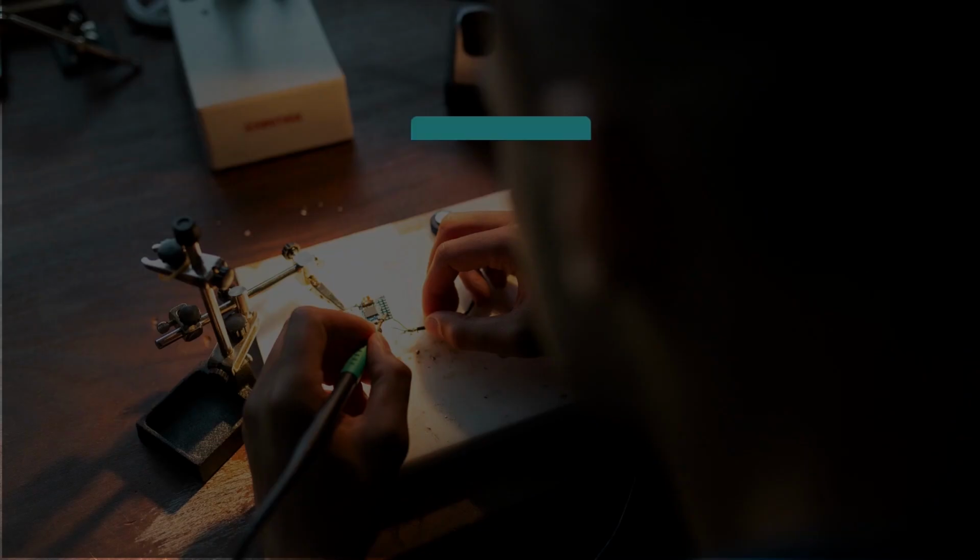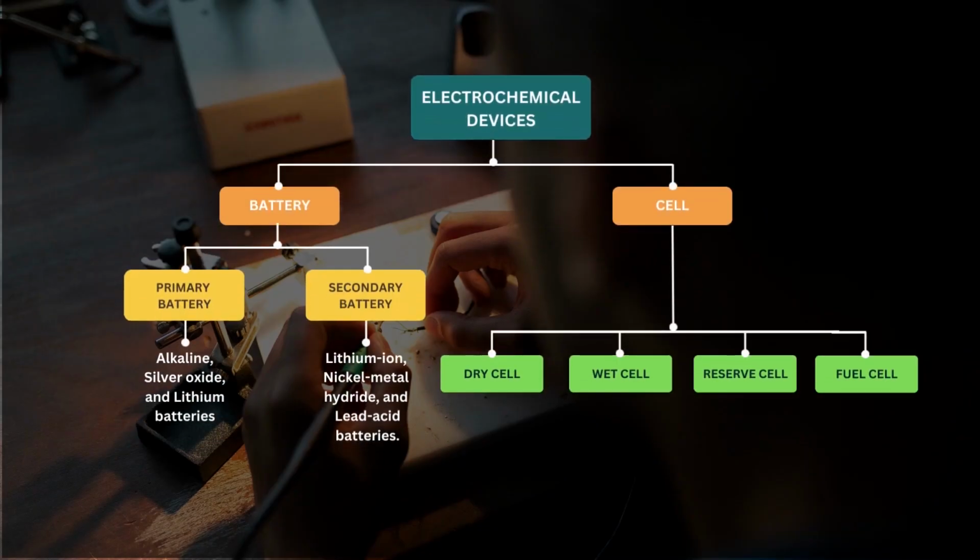The categorization of electrochemical devices is seen here from this tabulation. Here the electrochemical devices are separated into two types. First we have the battery and second we have the cell. The battery is further divided into two subtypes based on rechargeability. Primary batteries, also called non-rechargeable batteries. These are single-use batteries that cannot be recharged. Alkaline batteries fall under this category.